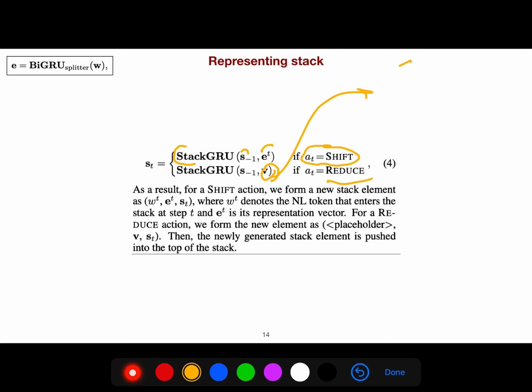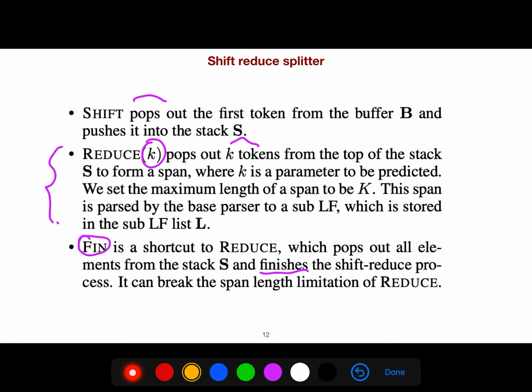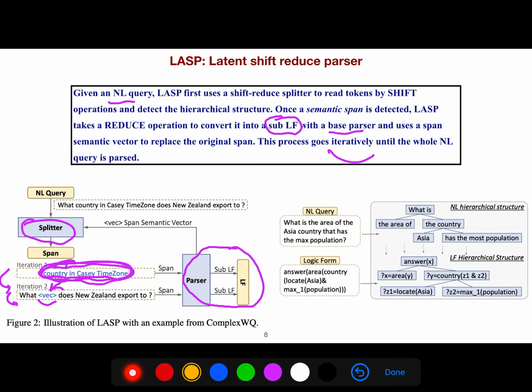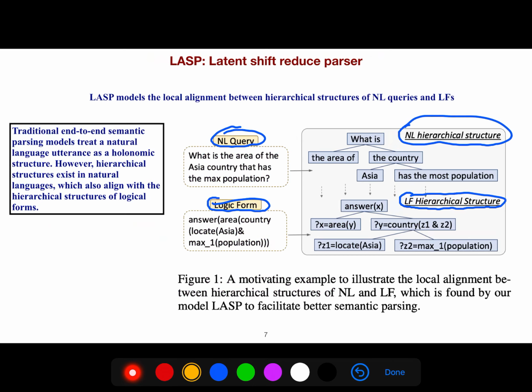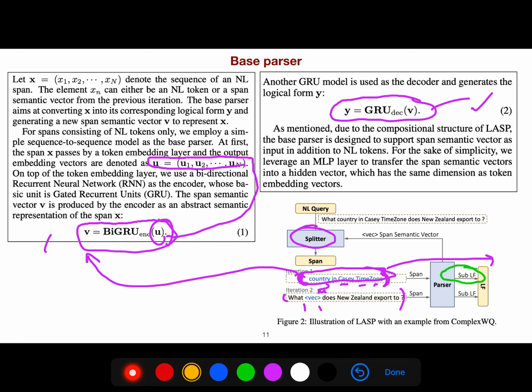v is that vector that I said, where you split some part, and this part could be represented by v. And as you remember, v has this simple formula: v is the BiGRU of u. So this is v, as I said, county in the KC time zone. And v is represented by this vector because we need this vector to go to the larger span.